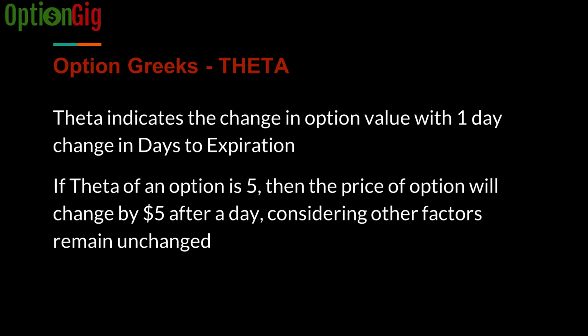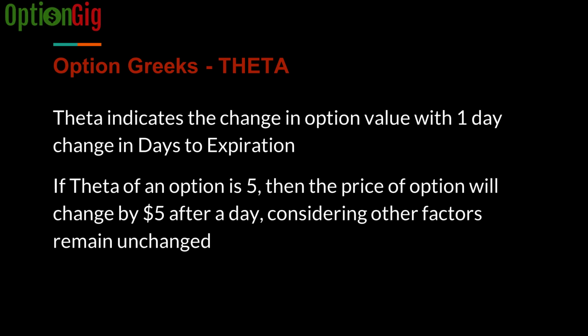Now, when we are talking about these individual factors like delta and theta, I'm considering that there is no change in other factors. Right now, we're considering the impact of these factors in isolation. If the theta of an option is $5 and today that option contract is valued at $20, and nothing else has changed, tomorrow the same option contract will be valued at $15 just because you are now 1 day closer to the expiration date. So the change in the option contract value because of the change in the days to expiration is indicated by the option Greek called theta.